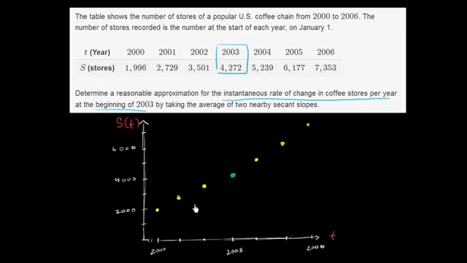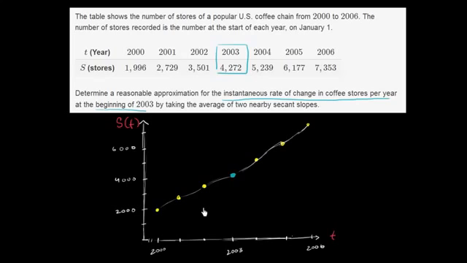4,272 stores. Now, you could imagine that they're constantly adding stores, minute by minute they're adding stores. So this is just sampling what the number of stores they had on January 1. But if you were to really plot it as a more continuous function, it might look something like this. It might be some type of curve that looks something like this. I'm just approximating what it might actually look like.